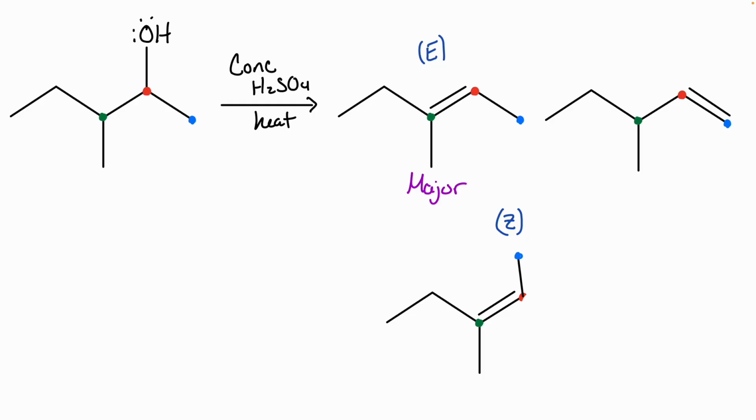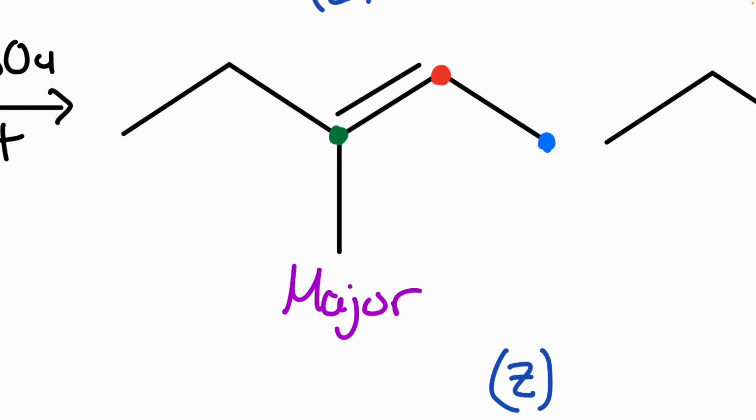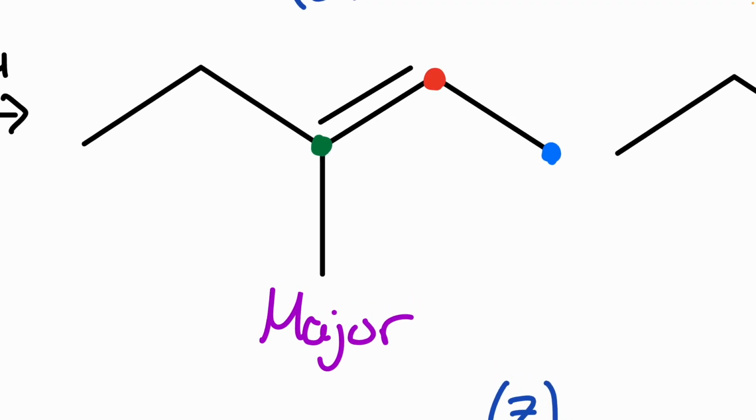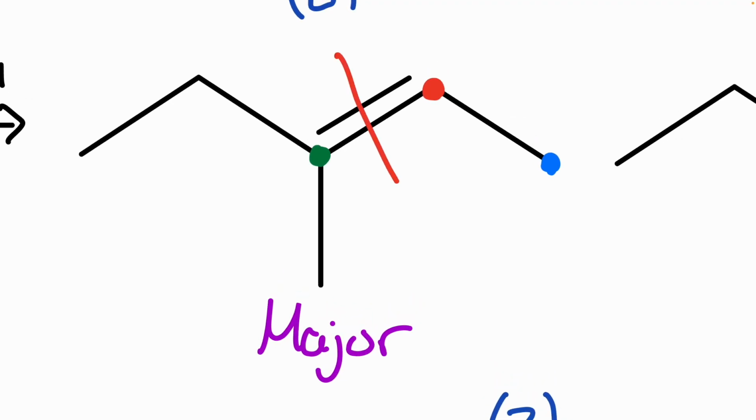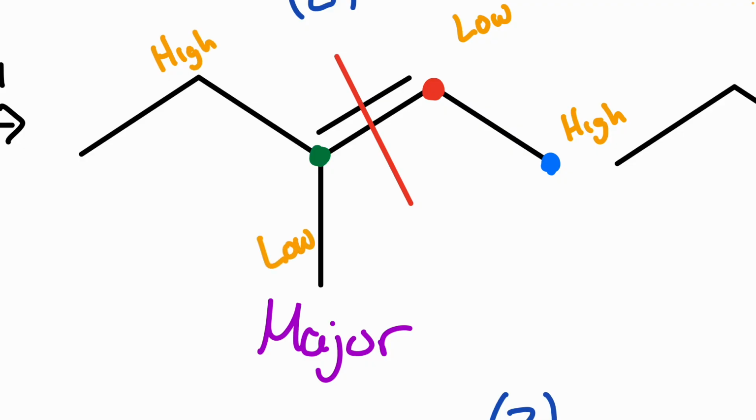This one here? Yeah, because when you cut this double bond right here, this is low and this is high on this side, and this is high and this is low on this side. So they're not on the same side, the two high groups, which is why it's the E conformation, right? If your high groups are on opposite sides, it's E. If they're on the same side, it's Z.